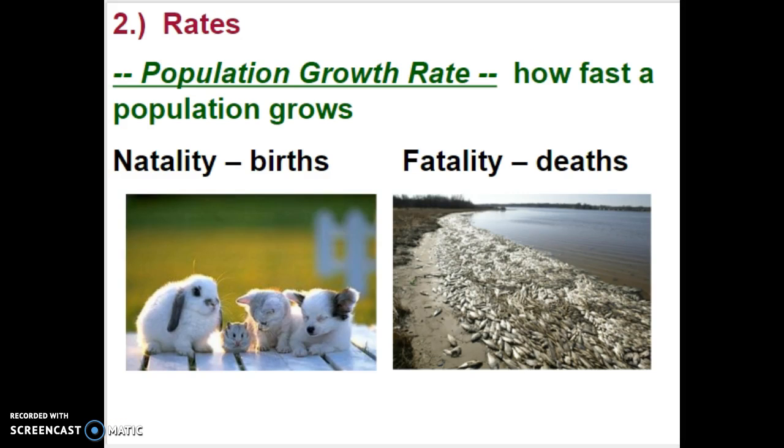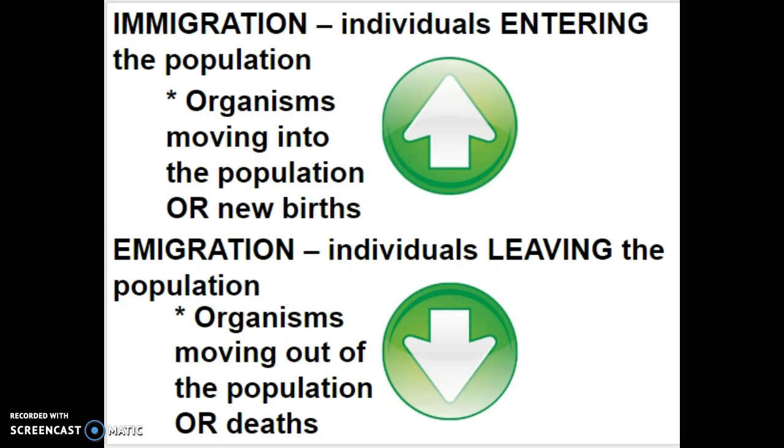So how does a population grow? We can take a look at the growth rate of a population, how fast this occurs. In populations, we can enter a population through natality or being birthed into the population. And likewise, organisms can leave the population permanently by a fatality or a death.